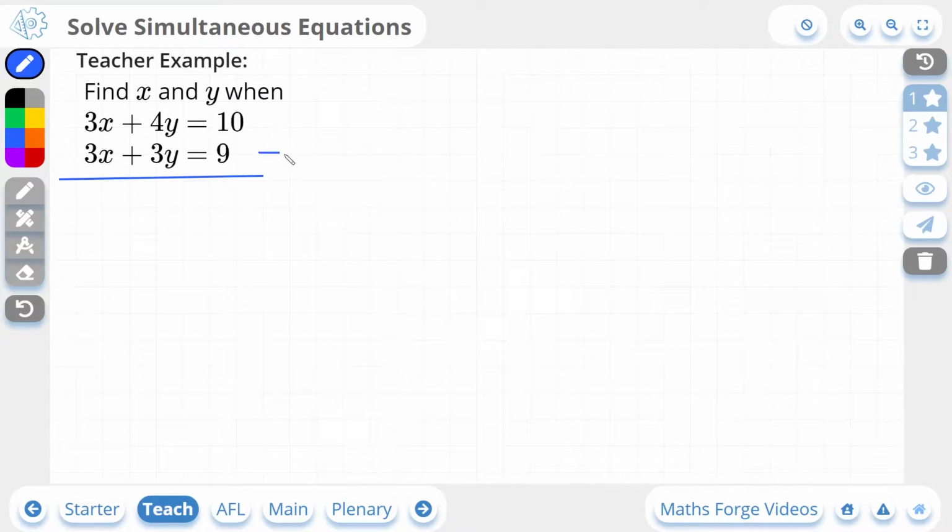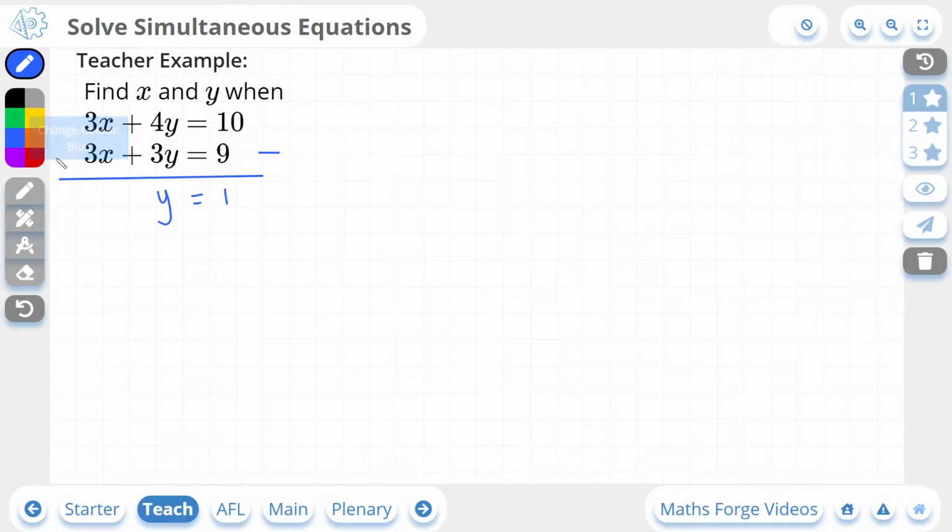And that looks like this. I'm going to put a little minus symbol here to show what's happening. 3x minus 3x is 0, so they've cancelled out. There's no need for you to write the 0 here. 4y minus 3y just gives us y. And then finally, 10 minus 9 gives us 1. And just like that, we found the y value, which is equal to 1.